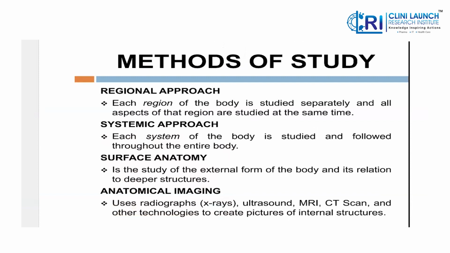It is a study of the external form of the body, like the external surfaces. That means surface anatomy, the heading, right? And its relation to the deeper structures, that is, how the surface is related to the deeper structures. But the main object is to study the external surfaces. Then imaging uses radiographs, X-rays, ultrasound, MRI, CT, and other technologies to create pictures of internal structures, right? And that is also a part of anatomy. You can see the anatomical structures.